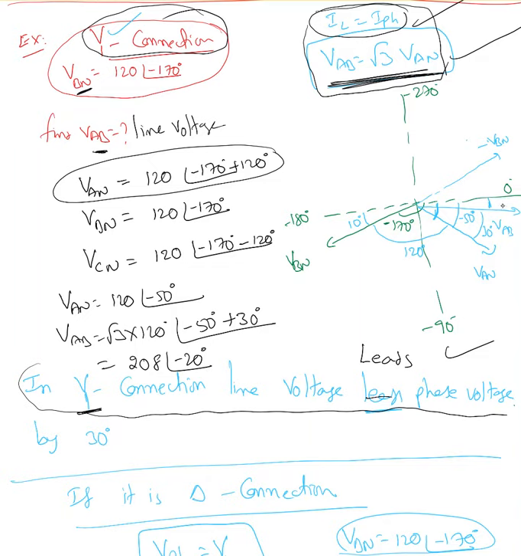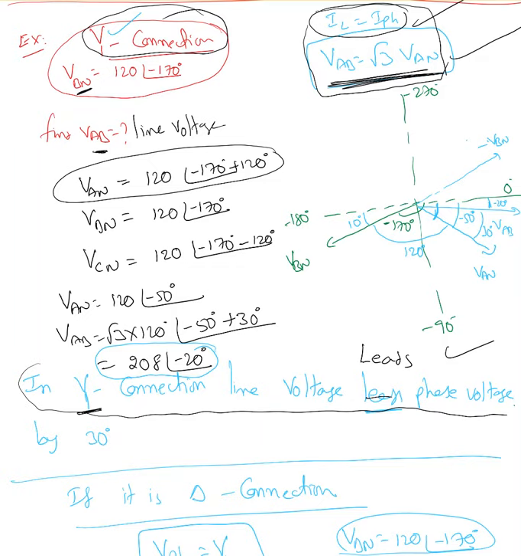So here this angle must be minus 20 degrees. So that's another way of finding that. VAB equal to 208 at an angle of minus 20. So the sum of these two must be square root 3 times VAN. So it's a vector sum, it's not an arithmetic sum. So that's the reason it's square root 3 times.